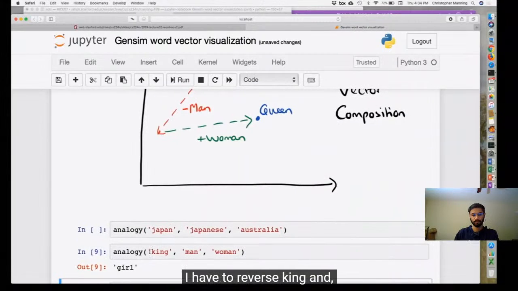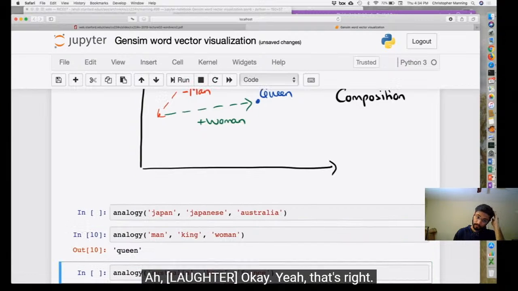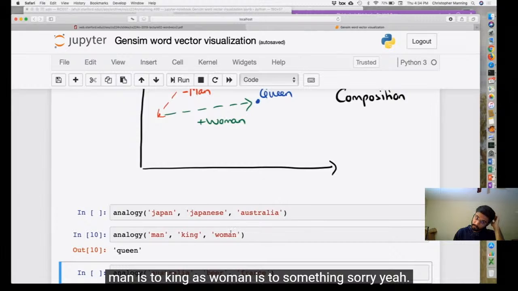I have to reverse king and... Oh, sure. Sorry. Whoops. Yeah. Okay, I can't even do it well live. Man, king... Oh, okay. Okay, yeah, that's right, sorry. Because it should be man is the king as woman is the something. Sorry, yeah. I was getting my order of components wrong.